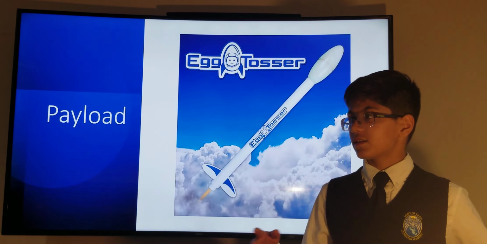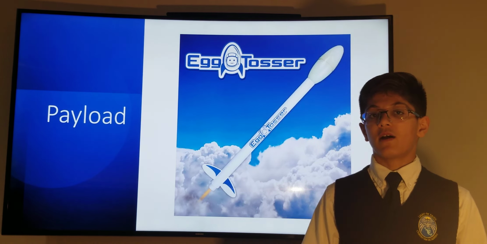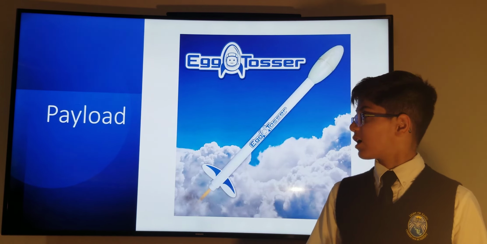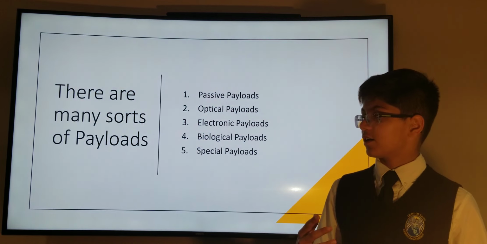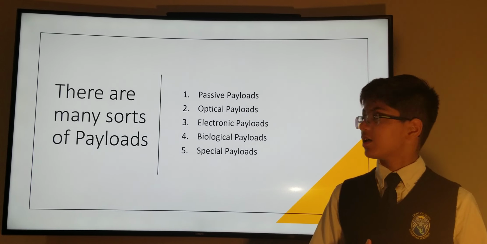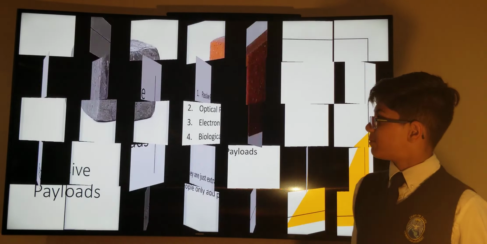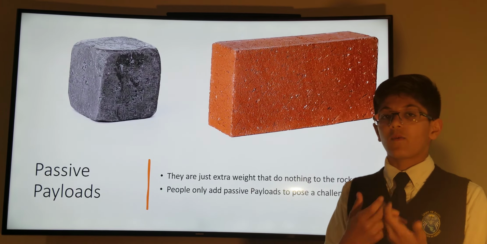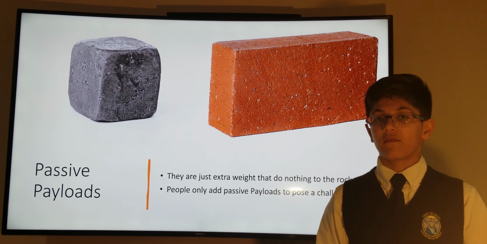A payload is a weight that the rocket carries during the rocket's flight. There are different kinds of payloads, as shown in the next slide. The first kind of payload I'm going to be talking about is passive payloads. The passive payload is just a different kind of weight on the rocket to pose a challenge to the rocketeer.